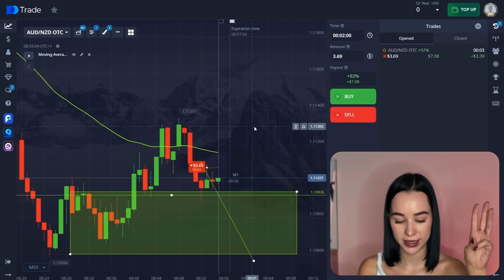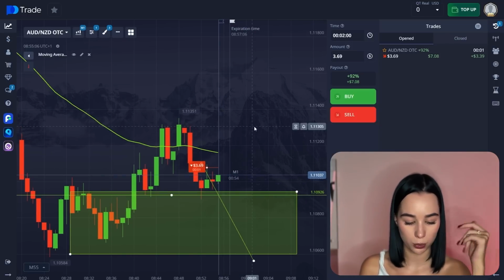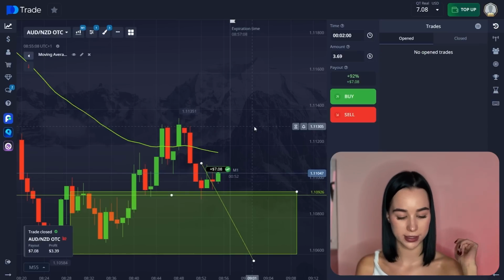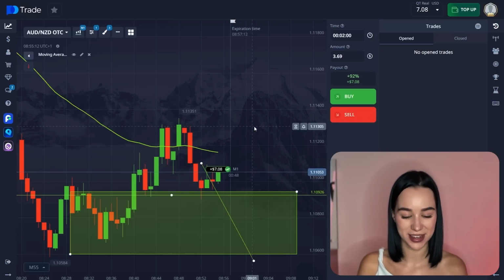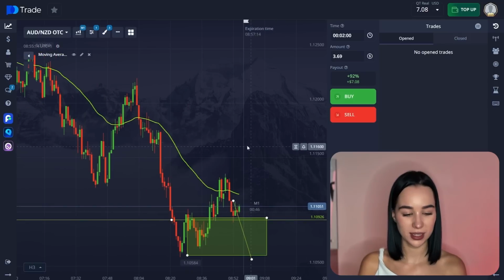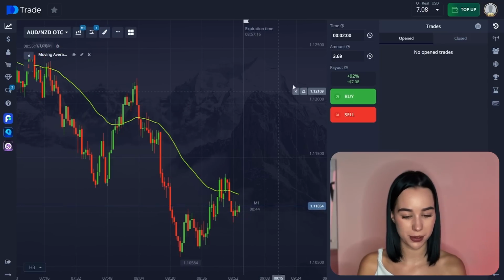So guys, it's 3 seconds to 1, and we close it in a plus. Perfect. We have $7 on the balance already. It's not that bad, okay? So let's find some other currency pair where we can open a trade and change the amount of money.